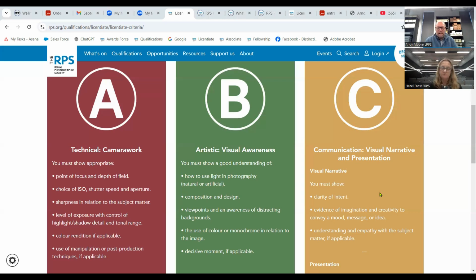Yeah, no, absolutely. And an interesting one, we get quite a few questions about this: sharpness in relation to the subject matter. Yeah, I think a phrase that we would use is appropriately sharp. So we're not expecting an image to be pin sharp all the way through, unless that's what the photographer's intending. Equally well, some creative images have very little sharp. So it's an appropriate sharpness in relation to the subject matter.